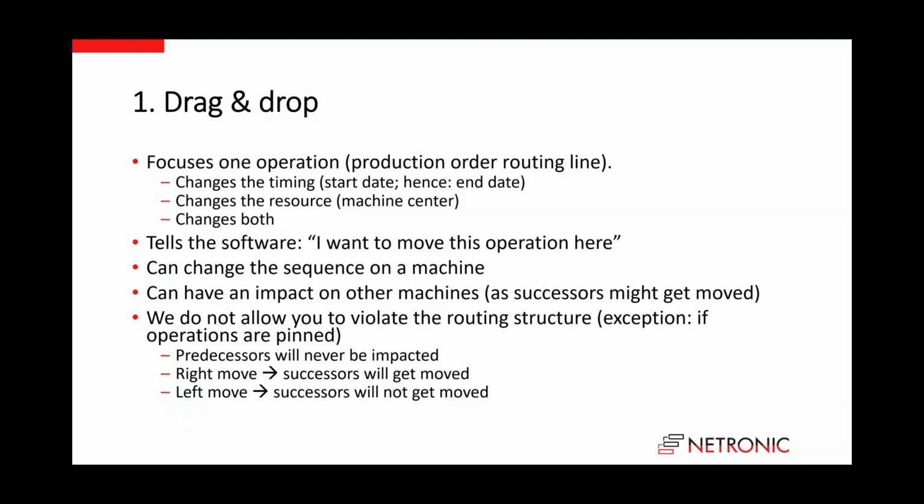And it tells the software, I want to move the operation here. So this, as you saw, can change the sequence on the machine. It has an impact on other machines. And more or less drag and drop is that you as a user make a decision about the priority of an operation. Because if you move it where another operation is, the other operation gets pushed out, and hence you tell the system, hey, this one that I drop here is more important. So we take into account the routing structure, the exception, as you saw before, if operations are pinned, and there are some more details, but I can share the slides afterwards.